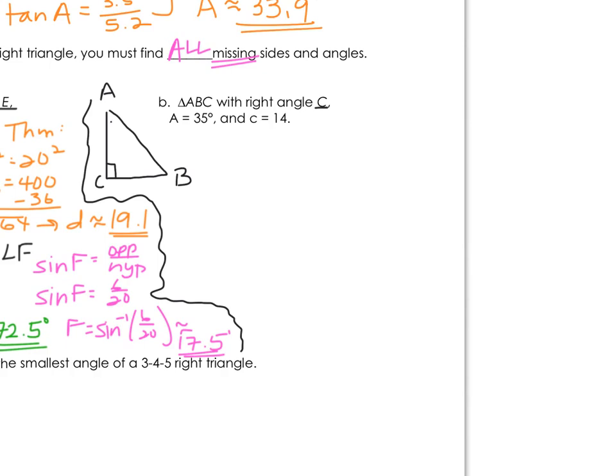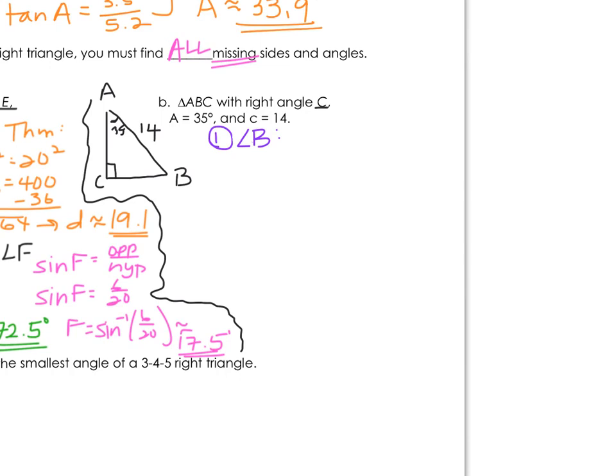Notice capital A is 35 degrees, so I'm going to mark that on the inside. And little c is 14. When this is your given information, the first and easiest thing to do is to calculate angle B, the missing angle in that triangle. We don't need to do SOHCAHTOA inverse. That's supposed to be an angle symbol, not an L. Sorry for the confusion there.